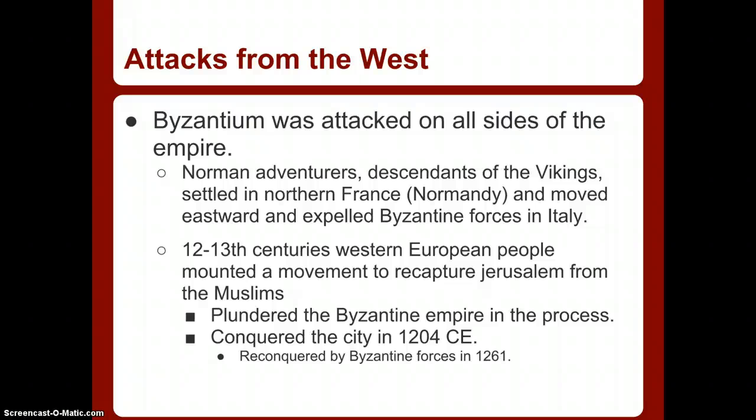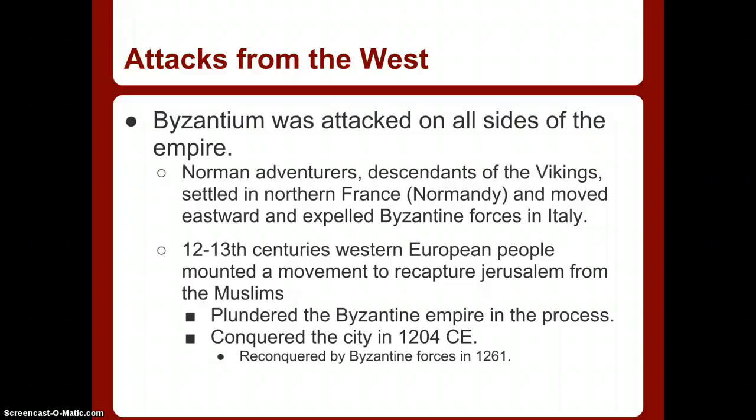So the first group of people that we're going to talk about are the Norman adventurers. These are the descendants of the Vikings, and they started in northern France, over by Normandy, where, if you're familiar with history, Allied forces landed during World War II. They're going to move eastward and eventually expel Byzantine forces in Italy. After Rome fell, there was a little bit of Byzantine presence left on the peninsula. These guys, they take care of business.